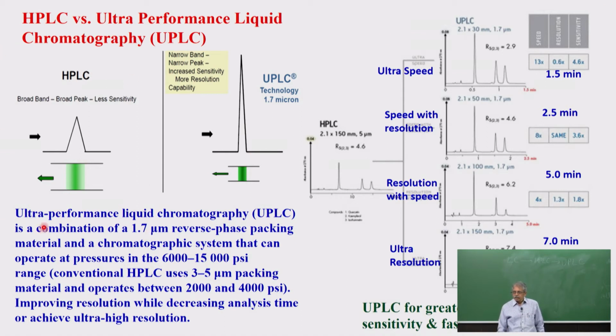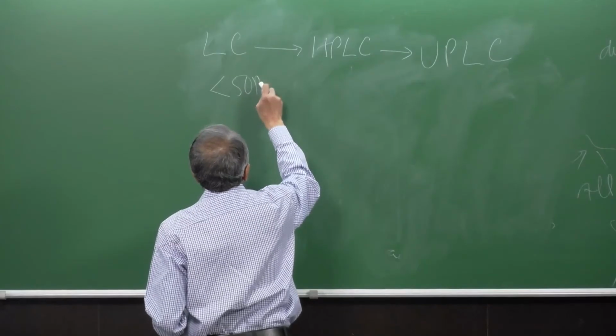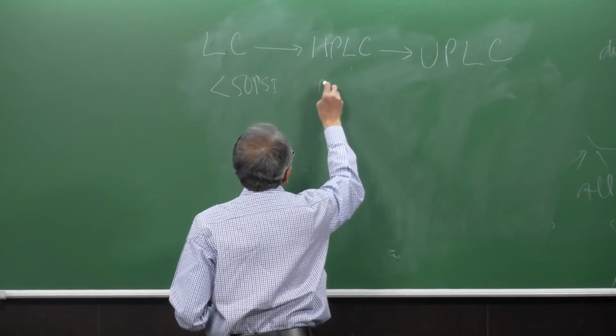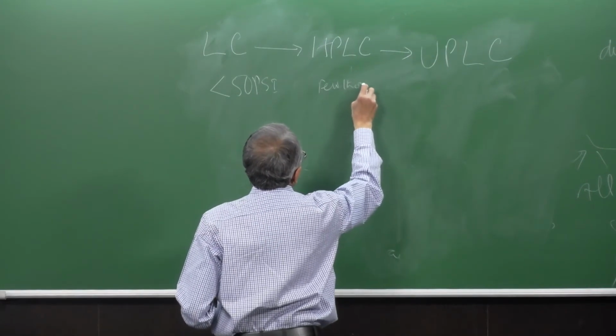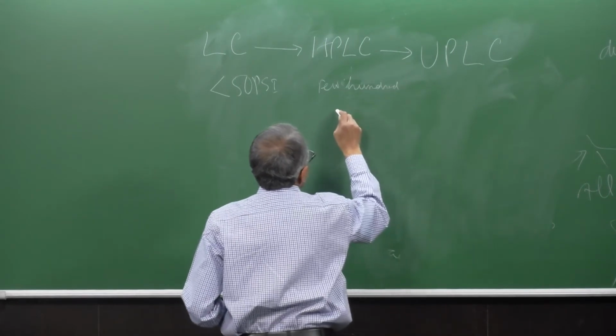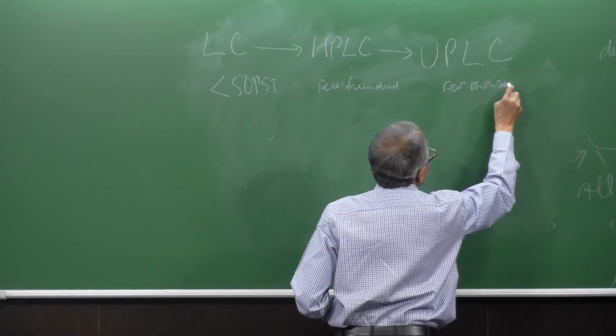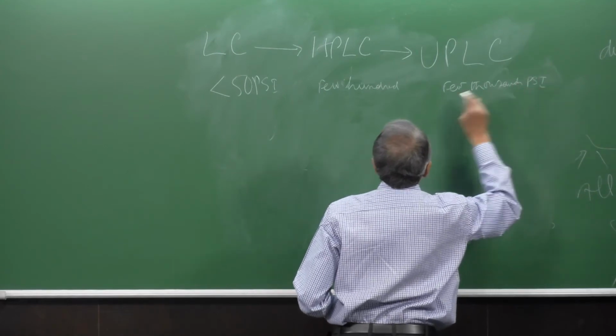Okay. So the ultra high performance liquid chromatography is a combination of a 1.7 micrometer reverse phase column, and it uses 6,000 to 15,000 psi. So this is around 50 psi, this is around a few hundreds of psi, and this is a few thousands of psi. See, that is where you have it.